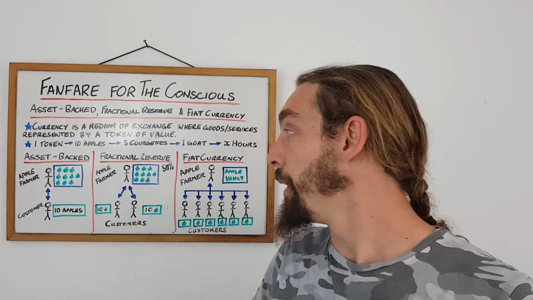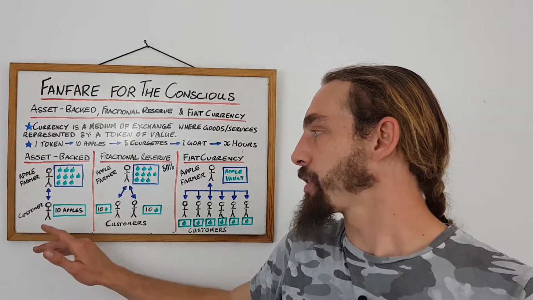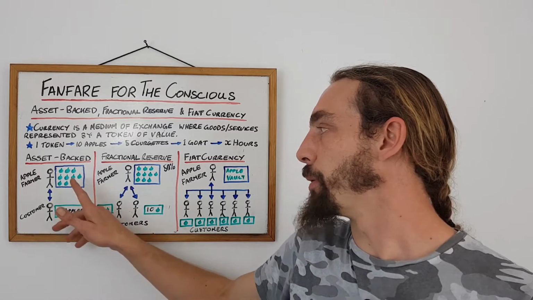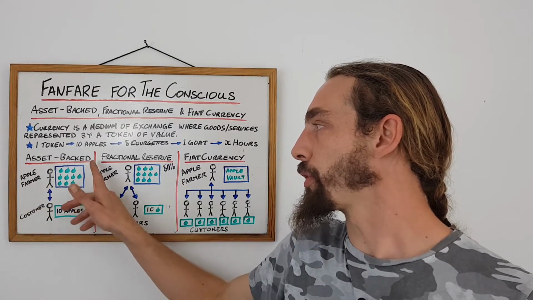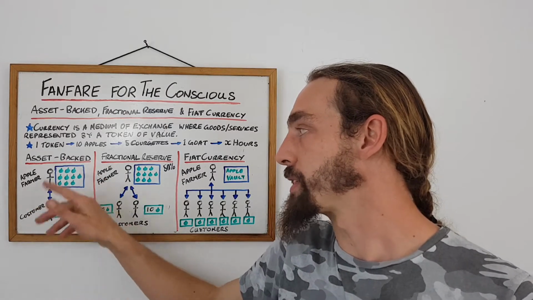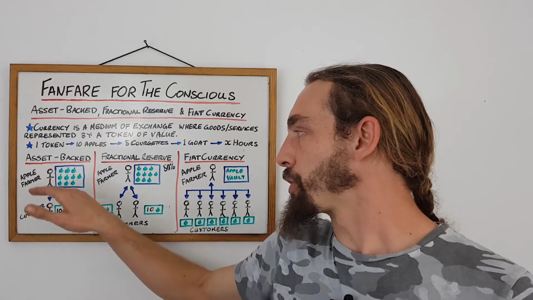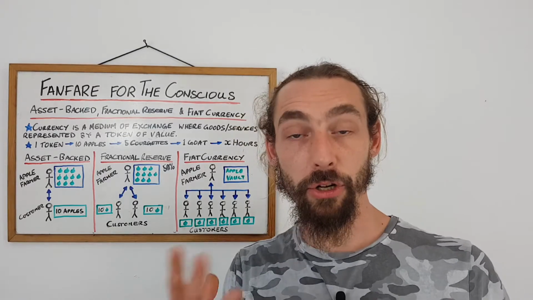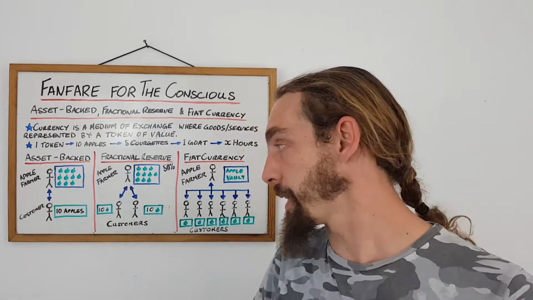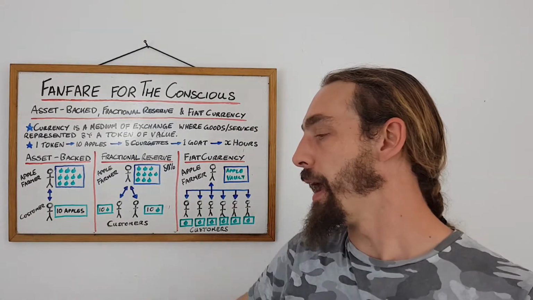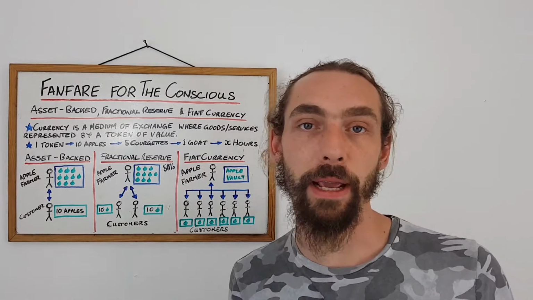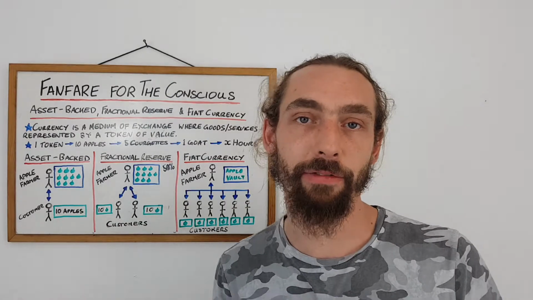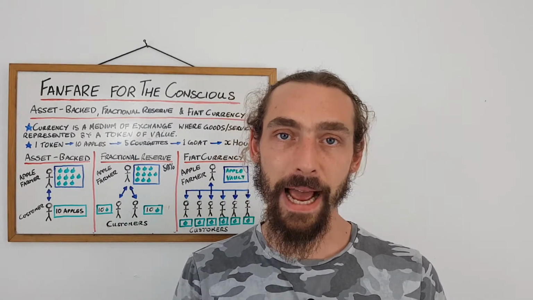So in an asset-backed currency, each token is directly transferable for the product which is backing that currency. So you want to trade with Mr. Apple Farmer. He wants to buy something off you. Let's say, it could be anything. Let's say you are a builder and he wants you to build something for him. But the only thing he has to offer in return as an apple farmer is apples.